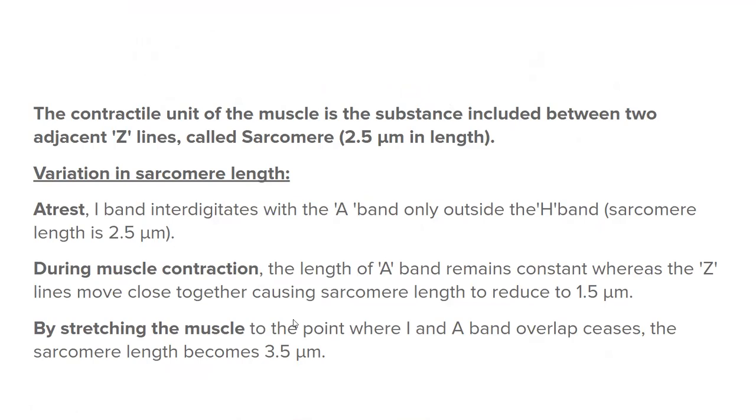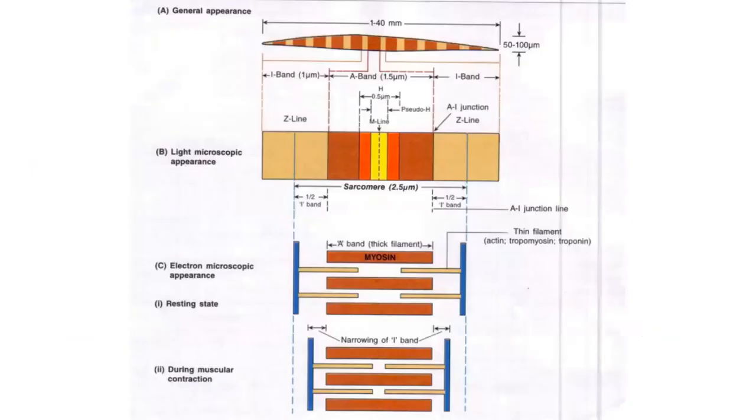At rest, it is 2.5 micrometer, and the I band is present just at the junction of the H band and the A band. During muscle contraction, they cross the H band, and the size of the sarcomere ends up being 1.5 micron. But when you stretch it to the point where I and A band overlap ceases, the sarcomere length becomes 3.5. This is the maximum length to which you can stretch the muscle. At that point, there is no overlap.